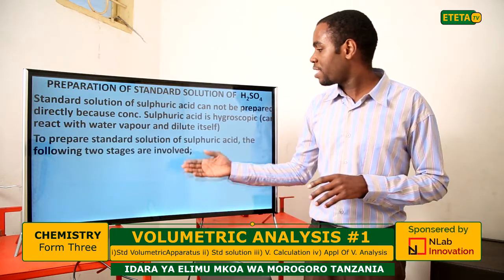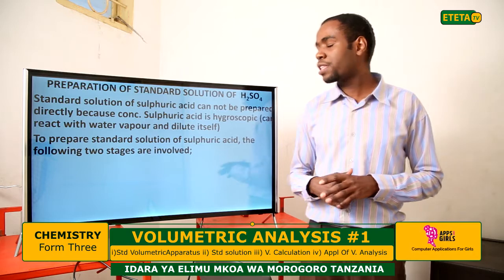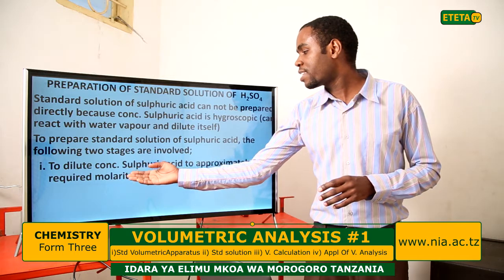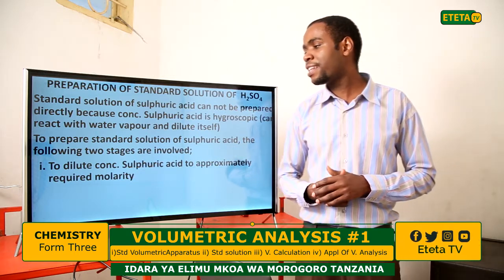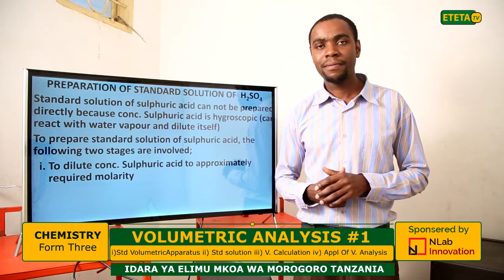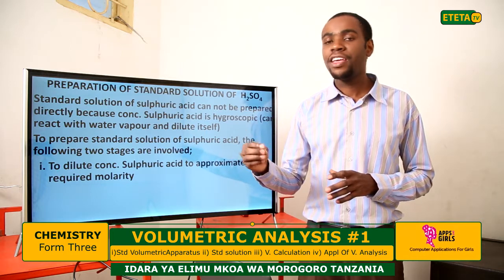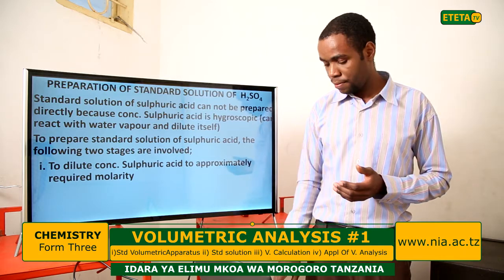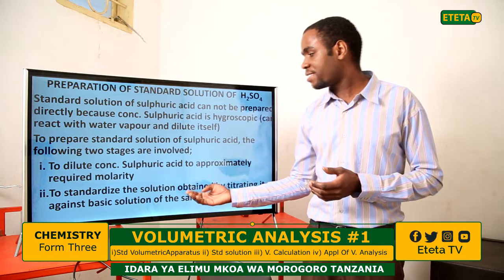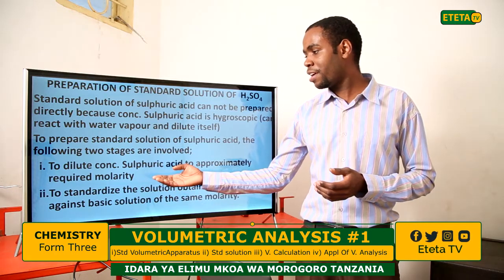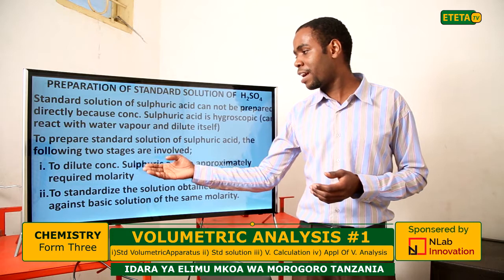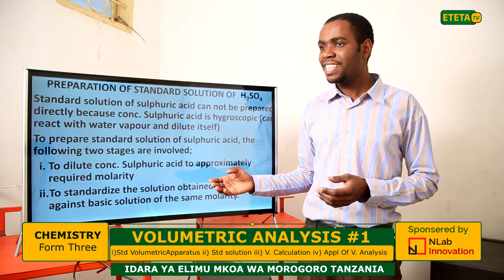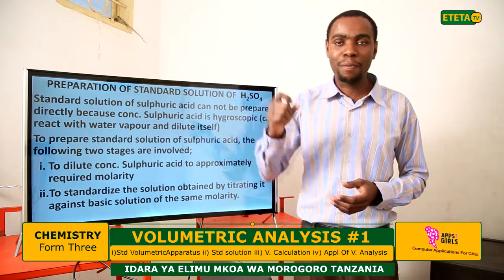Now, to prepare the standard solution of sulfuric acid, the following 2 stages are involved. The first one is to dilute concentrated sulfuric acid to approximately the required molarity. We take the concentrated sulfuric acid, then we dilute it to the required molarity. Then the second is to standardize, because the molarity obtained after diluting the concentrated sulfuric acid is not exactly the same as the molarity which you require to prepare.